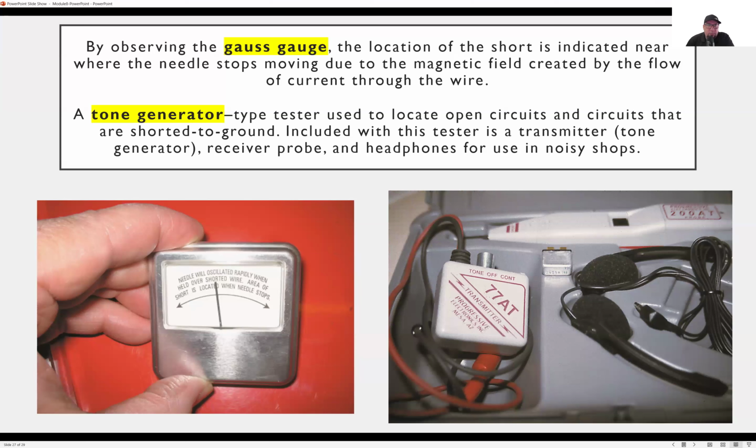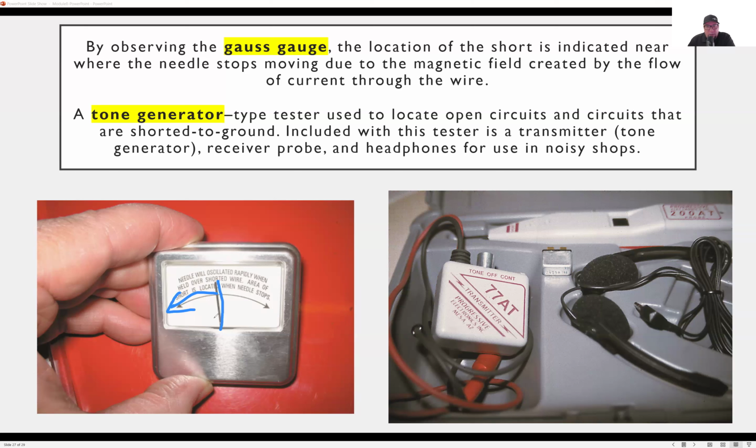Here we have a couple different types of tools that can be used. One's a tone generator and one's a Gauss gauge. So the Gauss gauge will move this needle to where the short is. You physically put this gauge onto the wiring harness where you may think the short circuit is located within the car, and you activate the circuit. Once it senses a short circuit, the needle will go towards the arrow.